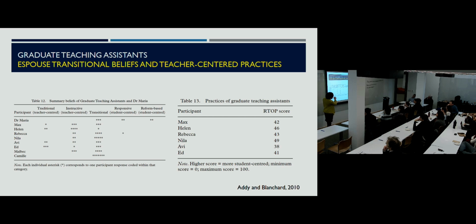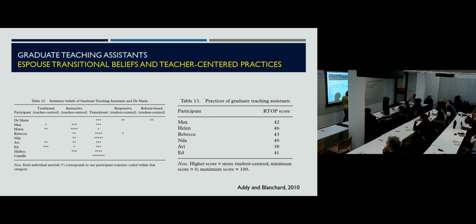The one thing I was really curious about, and I almost didn't get her, but I was like, Dr. Maria is teaching this reform-based course. I want to suggest she has reform-based beliefs, because that would be really interesting if she did, wouldn't it? But if you look here, hers are definitely skewed to the right, transitional and beyond. Now, if you look at the graduate teaching assistants, their beliefs are pretty much towards the left side, transitional and below, but you can see that most of them are transitional and a lot of instructive beliefs as well. So I thought that was kind of interesting.